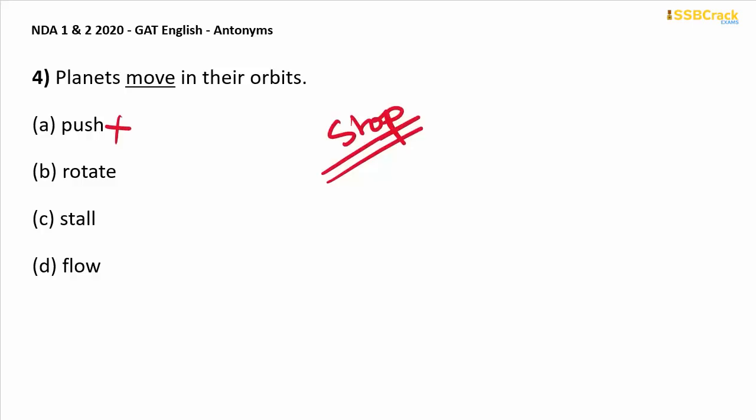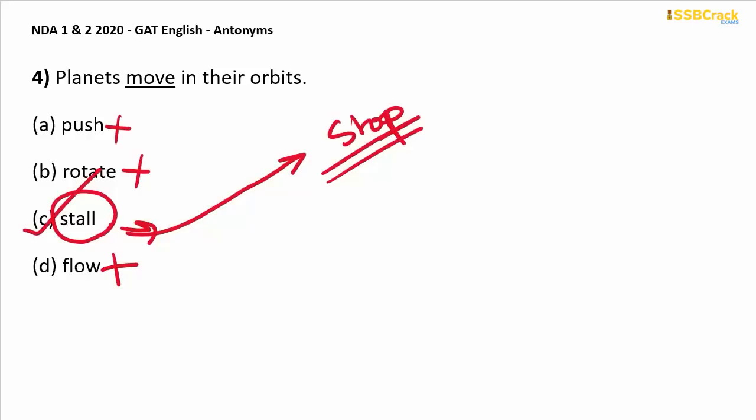Rotate, again, when something is rotating, something is going round, it is in motion. So you can cross this out as well. Again, flow. Flow is also in motion. So the rivers flow. Okay, so the rivers are in motion. They have not stopped. Here we have the word called stall. And to stall means to stop. So stall is the meaning of stop. Or stop is a synonym of stall. So therefore stall is the antonym or opposite of move. Therefore your answer is option C. Stall is the antonym of move.